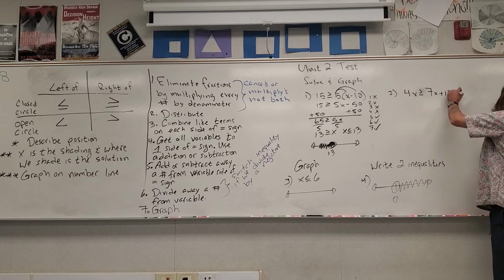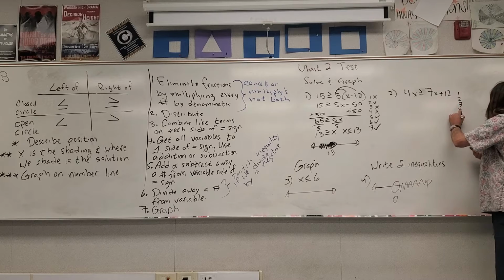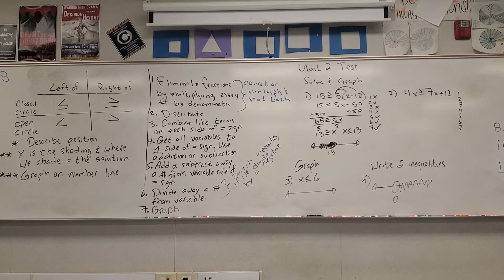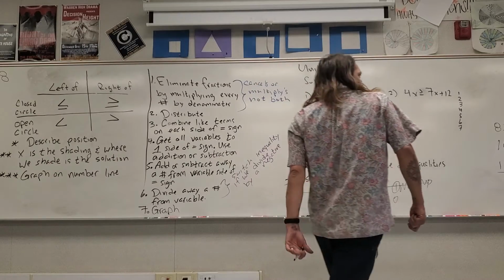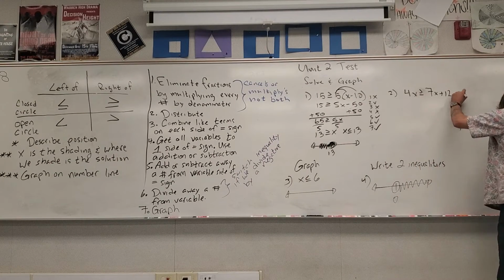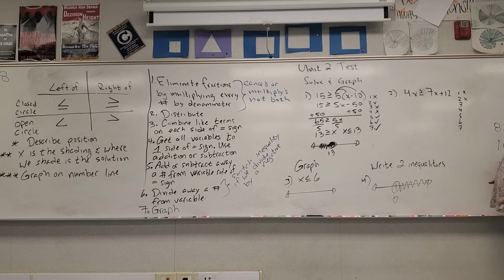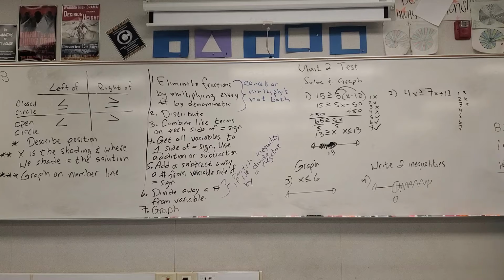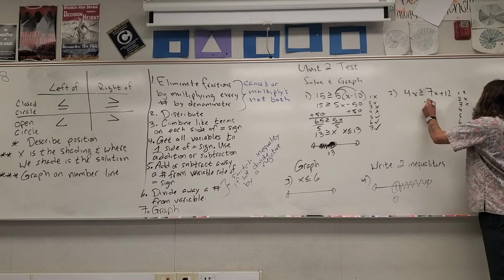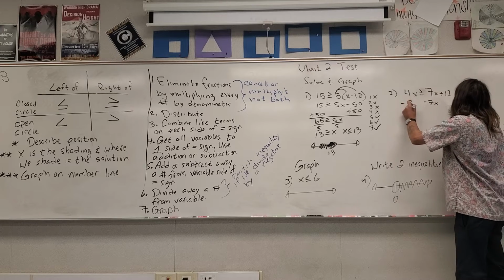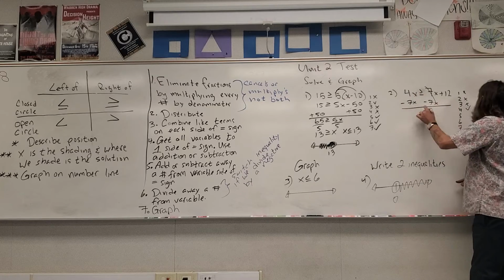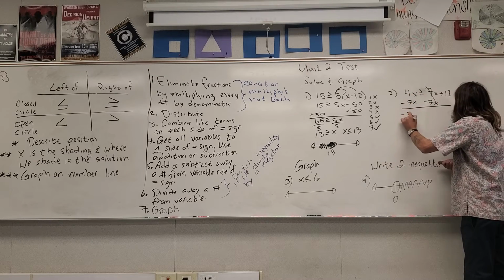Let me write 1 through 7 again. Okay, all right. So, can I eliminate fractions? No. Can I distribute? No. Can I combine like terms on each side of the inequality sign? No. Can I get variables to one side? Yes. I'm going to move the 7x to the other side. That cancels. You have 4, you owe 7. That means you owe 3.